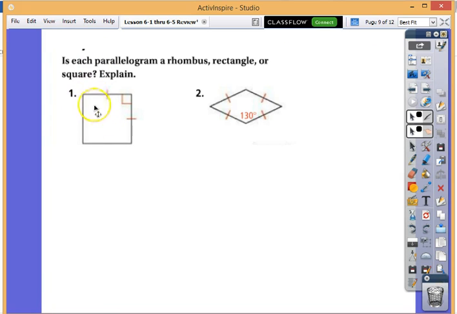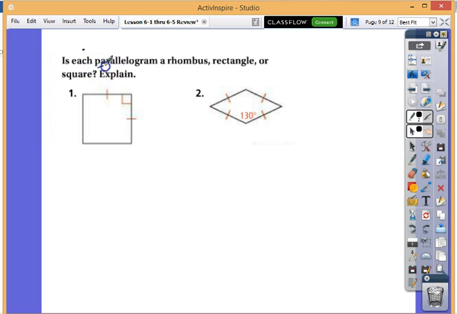So what type of figure does one look like? It can either be a rhombus, a rectangle, or a square, because I'm already telling you it's a parallelogram. Why do you think it's a square? Because it looks like one? It's got two congruent sides, but they're not opposite. It's got one 90-degree angle. So is a square a four-sided figure with one 90-degree angle? It's at least a rectangle.